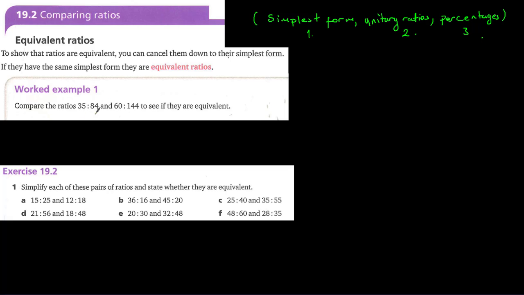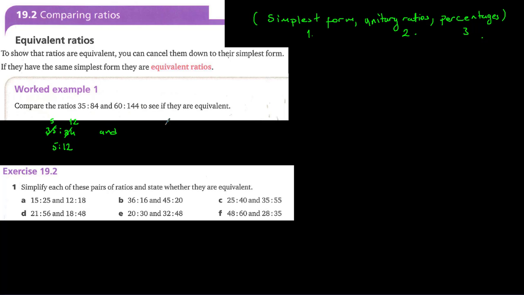So I'm going to try to find common numbers that divide 35 and 84. As I see, 35 has factors like 5 and 7. 5 doesn't divide 84, so I'm going to check 7. 35 divided by 7 is equal to 5, and 84 divided by 7 is equal to 12. So this is equal to 5 to 12.